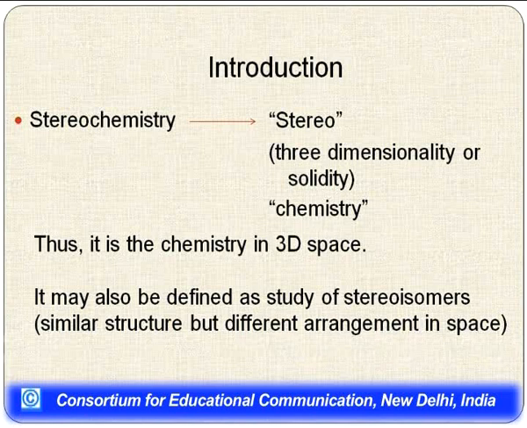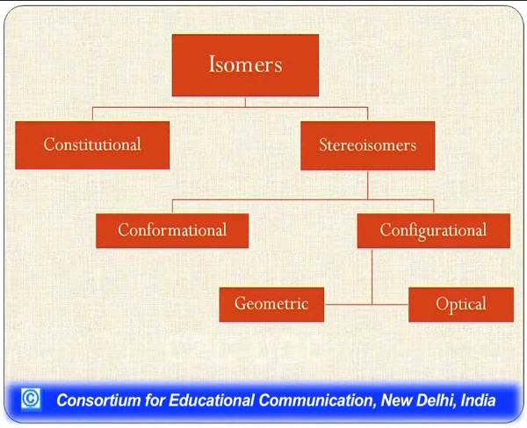Because I have used the term stereoisomers, I would like you to briefly see what are the types of isomers which may be present. You may be knowing it, but you should know beforehand that isomers are those compounds which have the same molecular formula but different structural formula. The first classification is on the basis of their structure: constitutional isomers and stereoisomers.